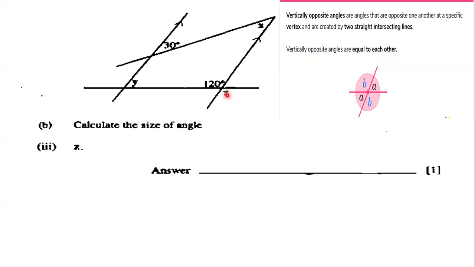Notice here we have angle Z and we have this angle whose size is 120 degrees. Z is vertically opposite to 120 degrees. And so these two angles are equal because vertically opposite angles are equal. And so that means that the size of angle Z is 120 degrees.